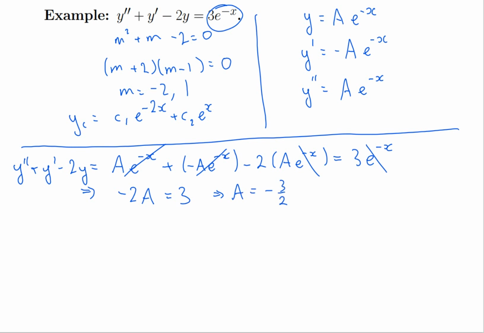But as you practice this, each problem is slightly different. You will need to do a fair number of them to get good at it and to see what little issues can come up. But remember that you're solving for the coefficients, not for x. So the general solution is y equals c1 e to the minus 2x plus c2 e to the x minus 3 over 2 e to the minus x. That is done.